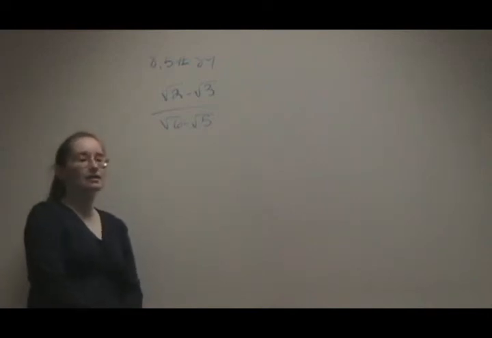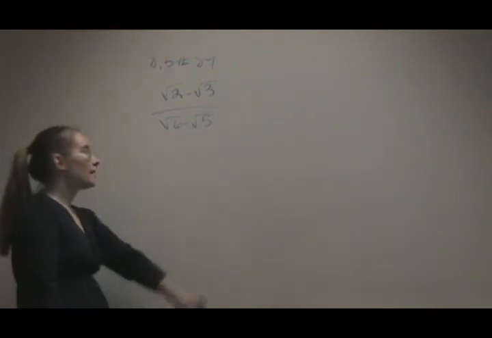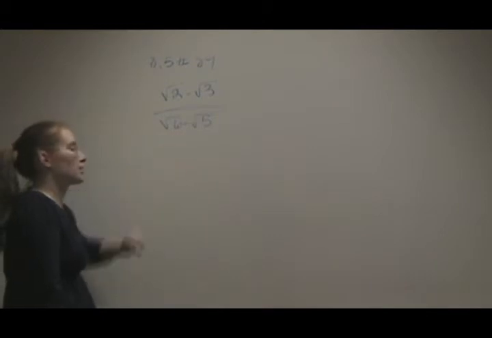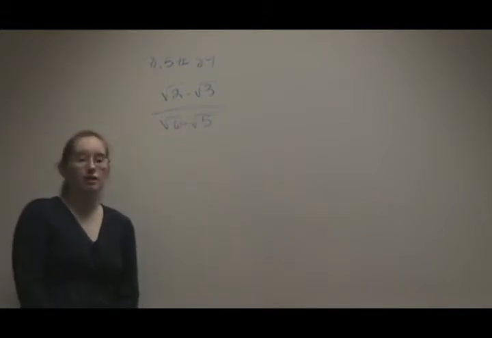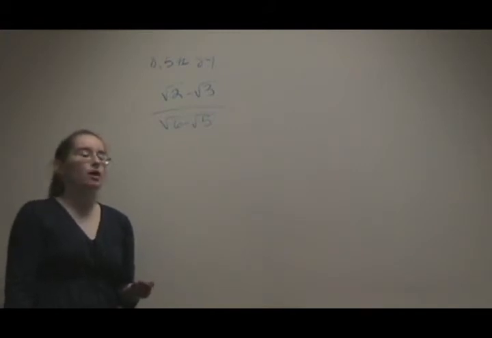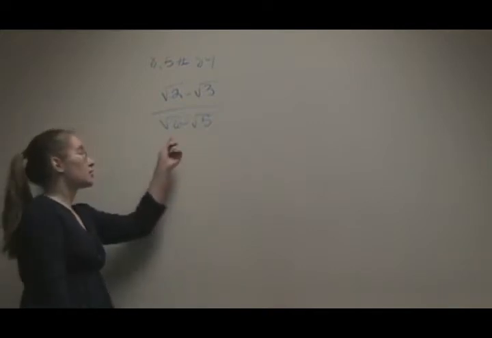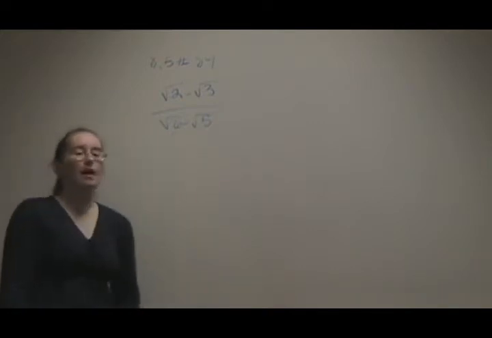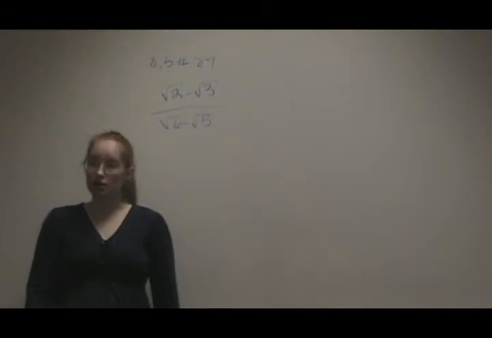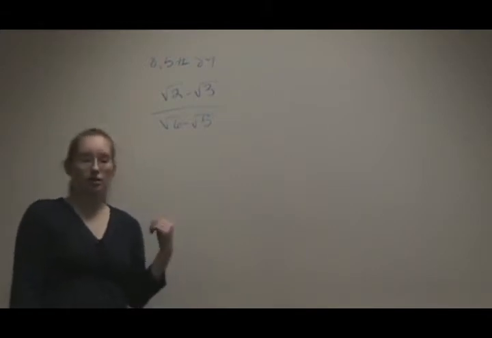Okay, we're doing number 89 in section 8.5, and we're asked to simplify this expression. That means we're asked to rationalize the denominator. Now, unlike the problems we've been working with so far, our denominator here has an expression itself, the square root of 6 minus the square root of 5. So we're going to need to use the conjugate to rationalize this denominator.